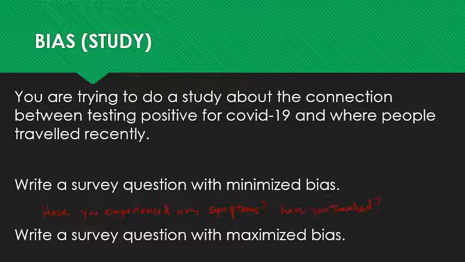Okay, and then with maximized bias. If you want maximized bias, you could say, did you travel to China and places that have a high rate of infection? So have you been traveling to highly infected places, right? And then you could say, do you have even a little bit of symptoms, right? Make it more biased toward what you're kind of looking for.